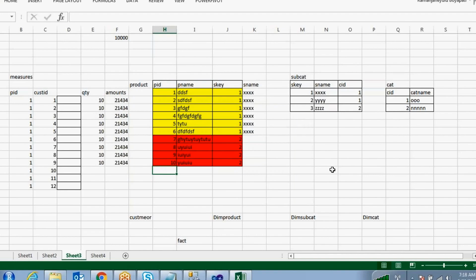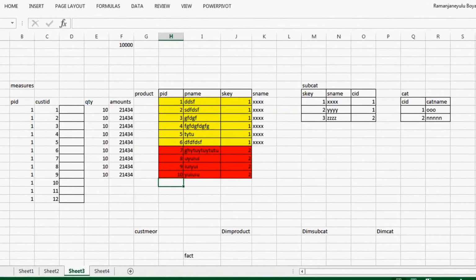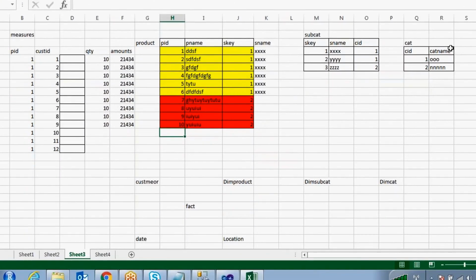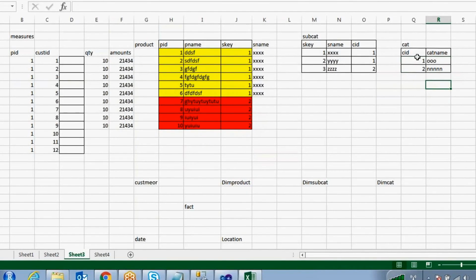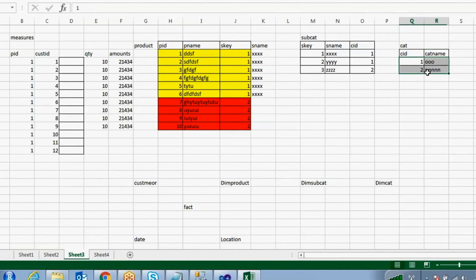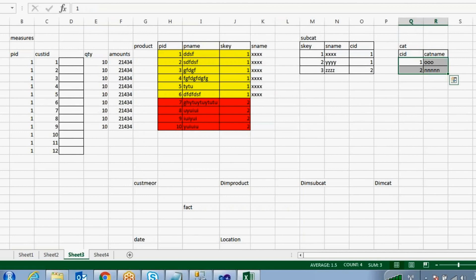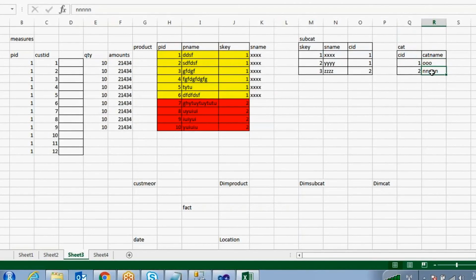Okay, there are two transactions happening today. I have a total of two categories. This is category ID and category name. In my e-commerce website, I have two categories. This is OO and NN.